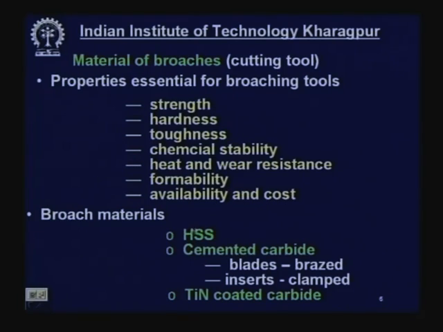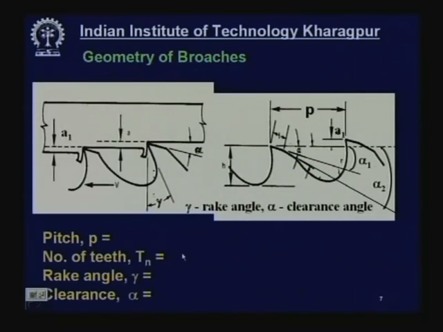What are the materials suitable for broaches? High speed steel is the best material for broaching, and then cemented carbides are also applicable, because high speed steel, though it has got all the properties, has low hardness, wear resistance and heat resistance. As a result, the cutting velocity is low. If you want to increase productivity or cutting velocity, then cemented carbides have to be used.